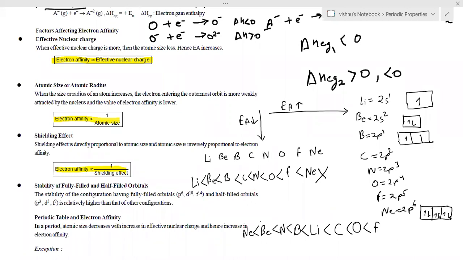Okay, got it? Now the order is F, O, C, Li, B, N, Be, Ne. Got it? Just think about this. Just take 2 minutes and think about this.